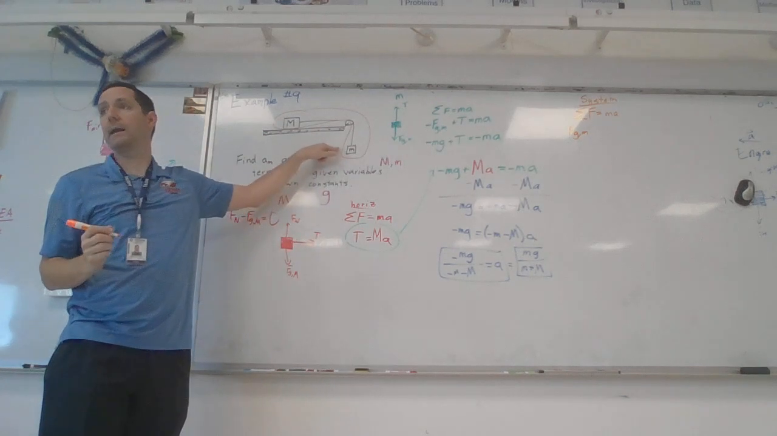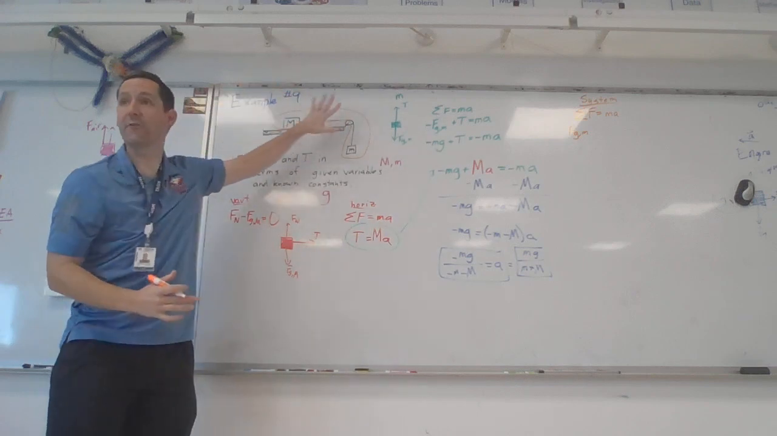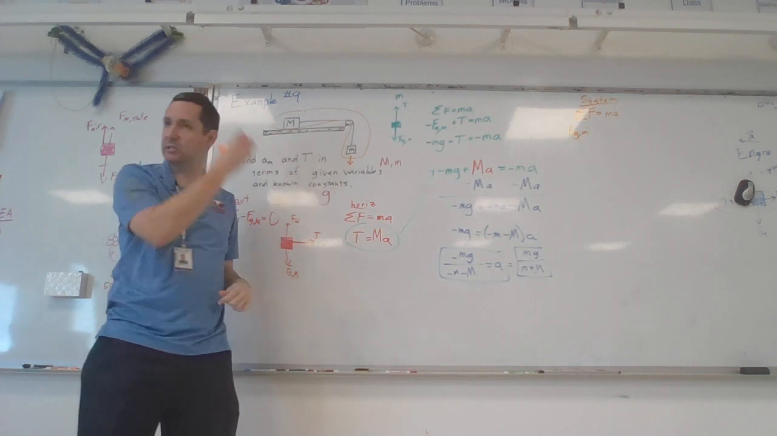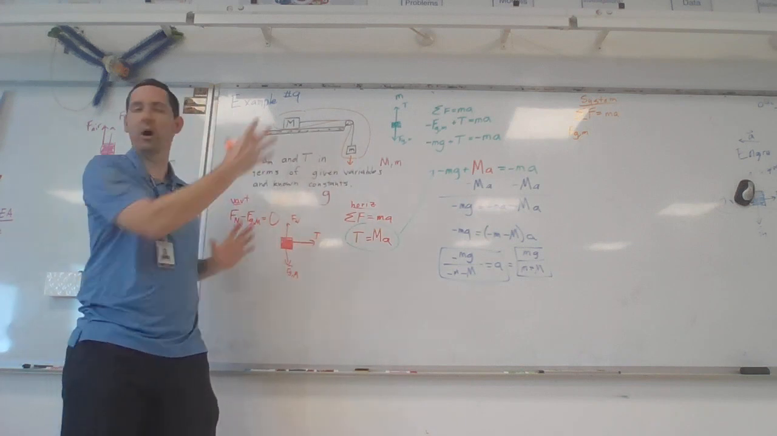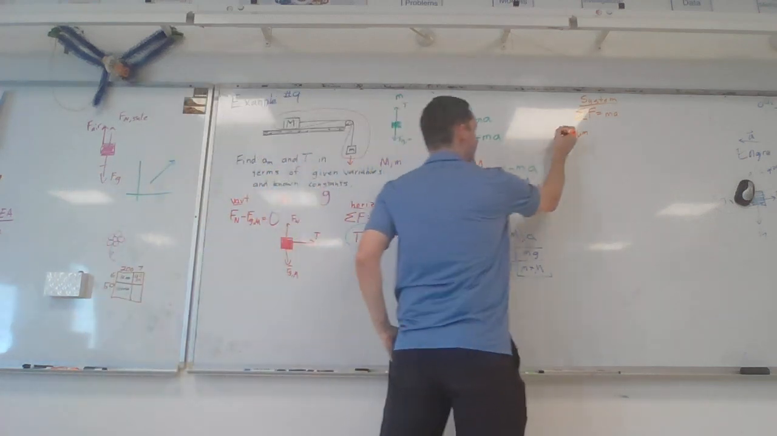Negative. Why negative? Because it's going this way, right? Ignore everything else. Just look at that force. If you were just to pull on it in this direction, which is what gravity's doing, that would cause it to rotate clockwise. That would be negative. So we're going to go negative FGM.